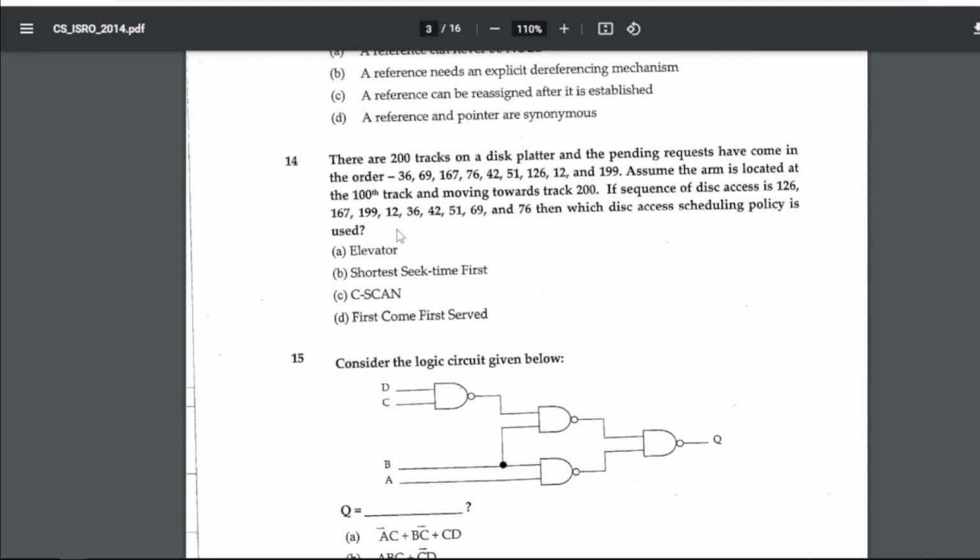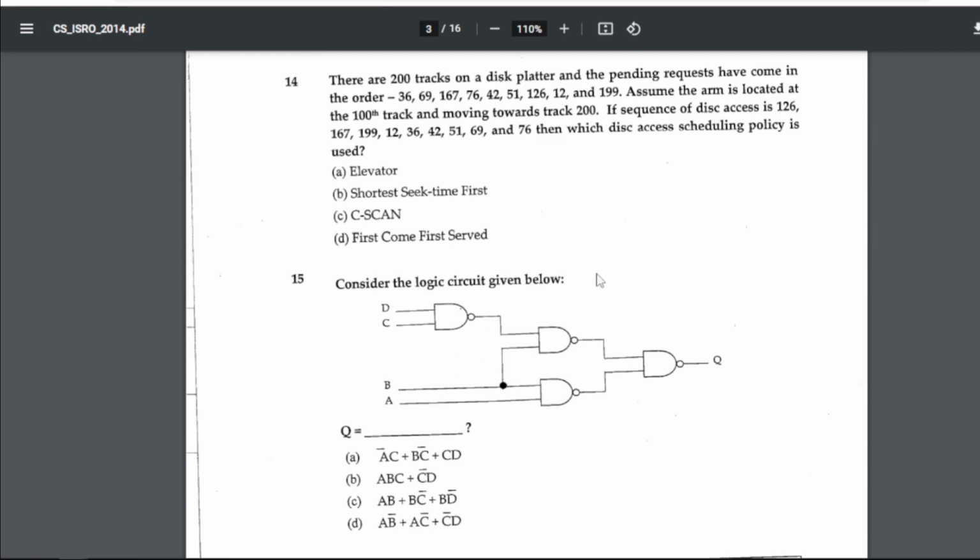Now question number 14: there are 200 tracks on a disk platter and the pending requests have come in this order, right? Assume the arm is located at the 100th track and moving toward track 200. If the sequence of disk access is this, and 76, then which disk access scheduling policy is used? So for 14 our answer will be C, that is C-SCAN, right? So C-SCAN will be the answer for this particular question.